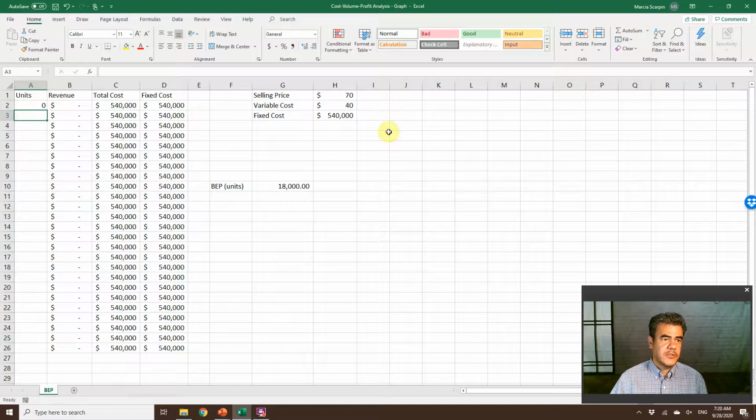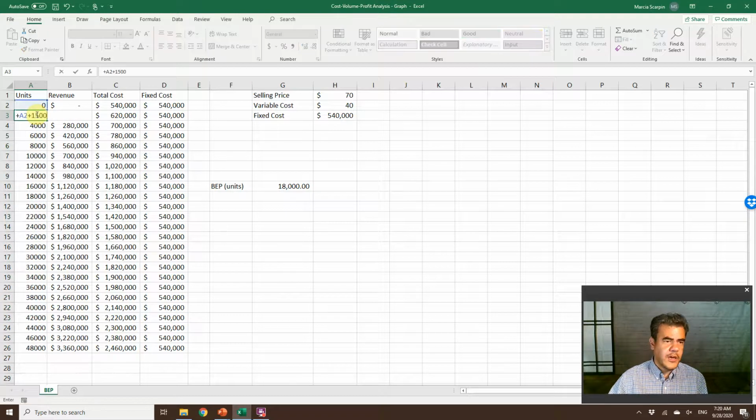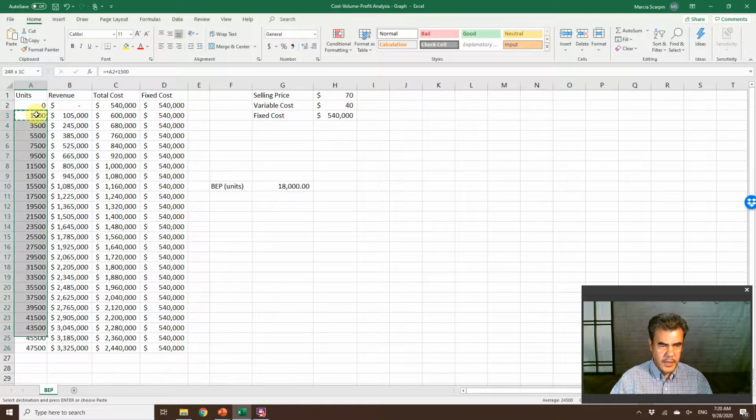So units, nothing. And let's increase 2,000 units per time. Okay, 2,000 units here. Or it's too much. So 1,500. And let's check it. Yes, that's good.